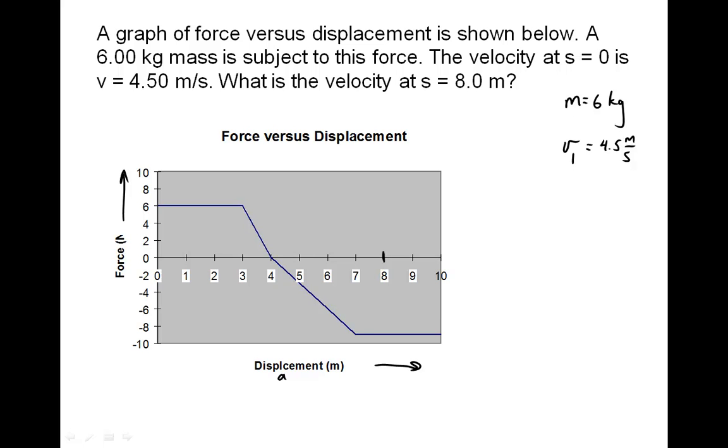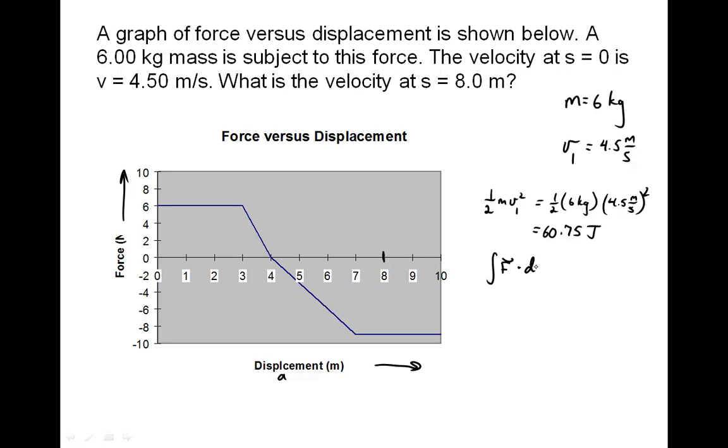Now keep in mind, what I'm going to do is use work and energy, so 1/2 mv1 squared is going to equal 1/2 times 6 kilograms times 4.5 meters per second, quantity squared. So that's going to equal 60.75 joules.